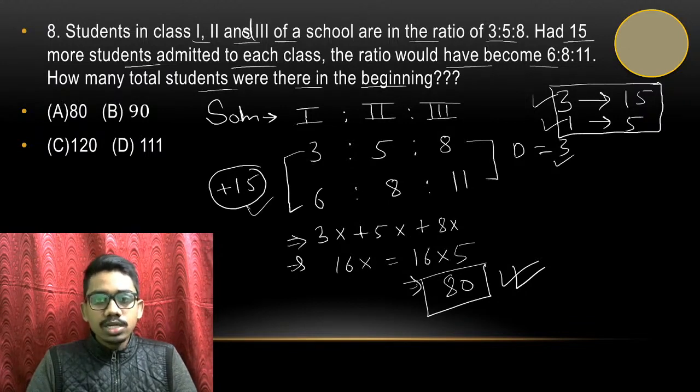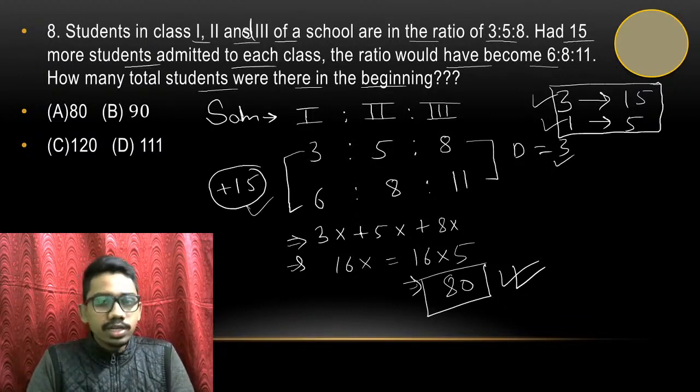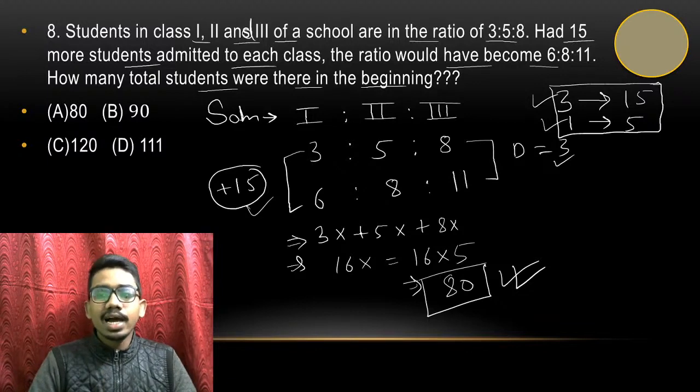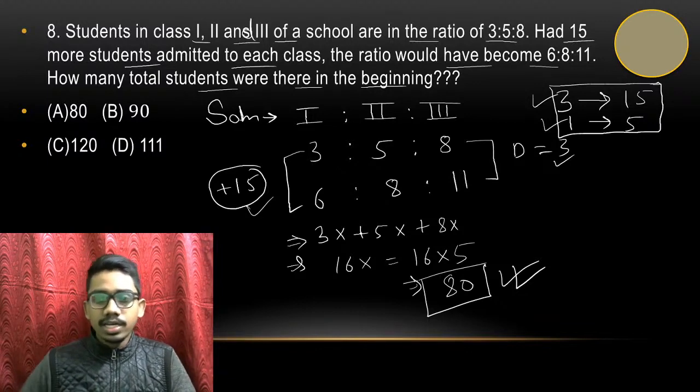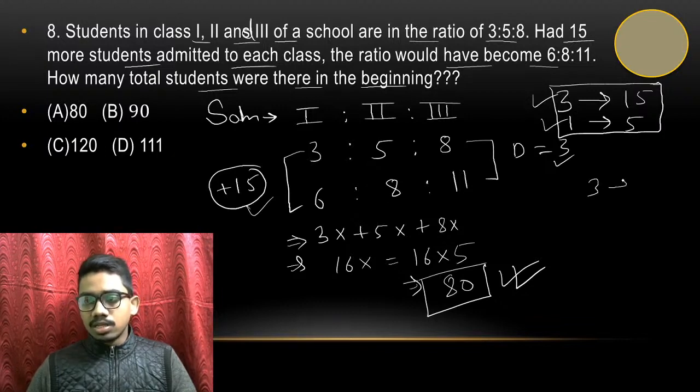How many total students were there in the beginning? So we have to find how many students were there at first. First we checked the difference between the previous ratio and the present ratio. So it is 3 and 15 students are added. For the difference of 3, 15 students are added. For the difference of 1, we have to calculate for the unit. So 3 is written over here. For 3 it is 15, so for 1 it will be 15/3. So it will be 5.